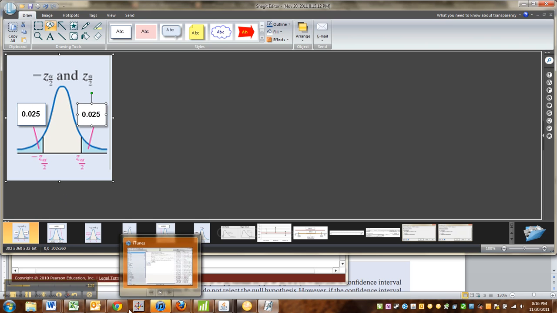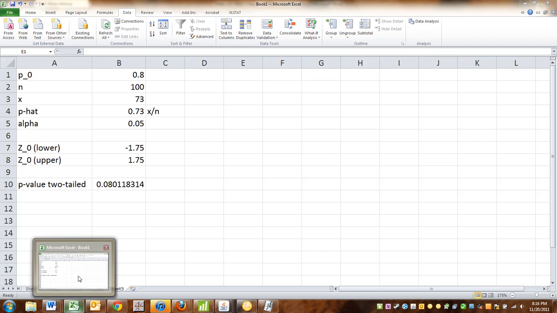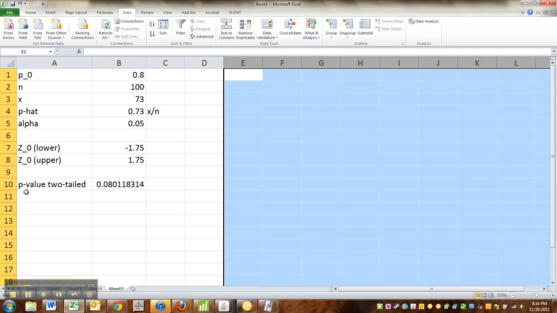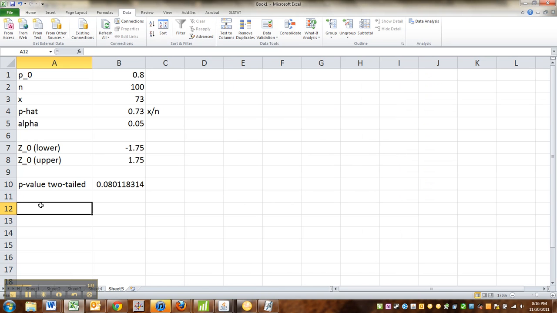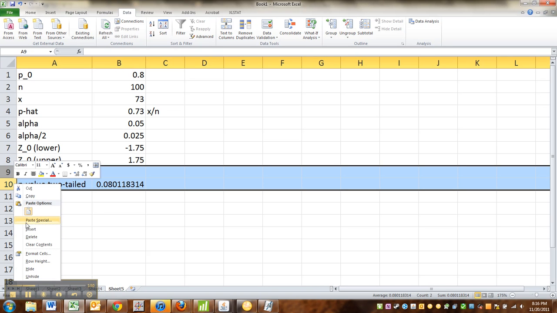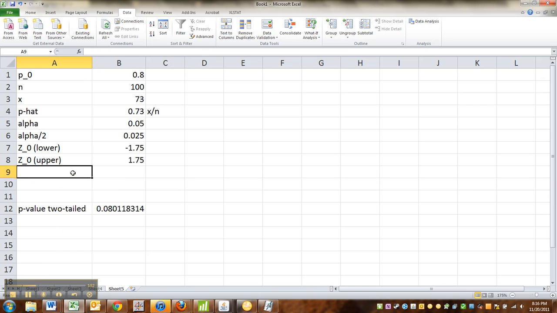Well, this is something StatCrunch doesn't do for you. You're going to have to do it in Excel. So let's take some moments over here and figure it out. Alpha I already have right here. It's 0.05. So what's alpha divided by 2? That would be equal to 0.05 divided by 2. I already found z0 both ways, lower and upper, and now I'm going to find z alpha over 2.